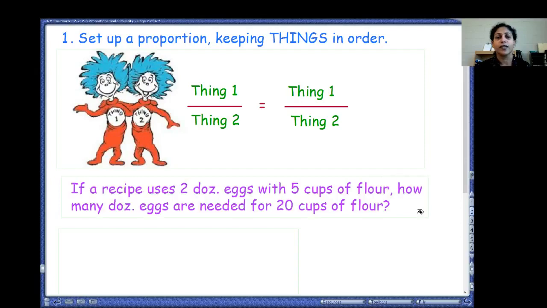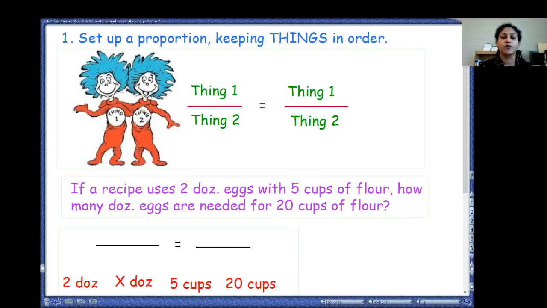So here's an example of a problem. And this is a very simple problem, but the process remains the same. If a recipe uses 2 dozen eggs with 5 cups of flour, how many dozen eggs are needed for 20 cups of flour? Some of you already know the answer to this. It's not very complicated, but let's see what happens when we are setting up our proportion.